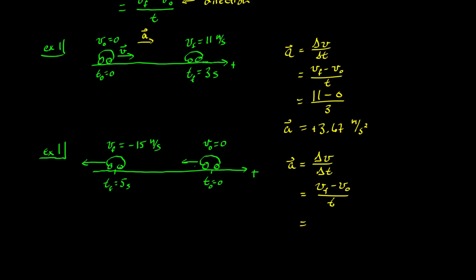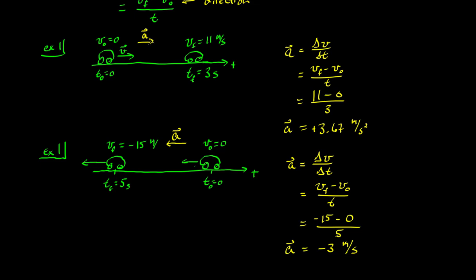Sorry, let's keep some consistency with colors. So negative 15 minus the initial velocity, which was 0, divided by time. Time is always positive, so 5. And so what we have is negative 15 divided by 5, so we see the acceleration is negative 3 meters per second squared. So up here on my picture, the acceleration is also to the left because it's negative.